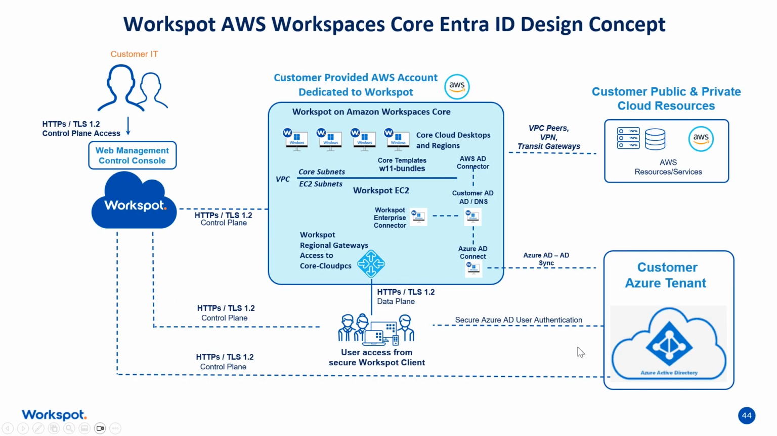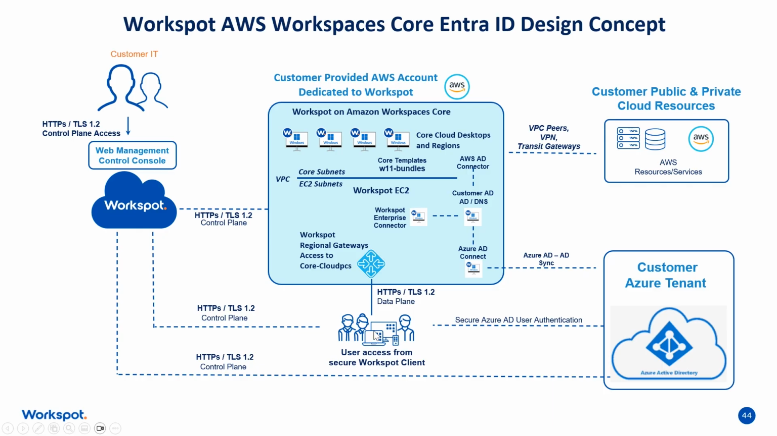Now, if we want to introduce an identity provider in this example, we still need AD for the core layer, so we can't do pure Entra ID only. What we need to do is introduce that Entra ID hybrid type of concept. In this example, what you'll see gets added into the mix is an AD connector, and in this design we put the domain controller right inside the EC2 part, and Workspot Enterprise Connector comes back into the mix because that's required for AD group lookups. And then, of course, we've got the Azure AD Connect element to this, syncing with the customer's tenant.